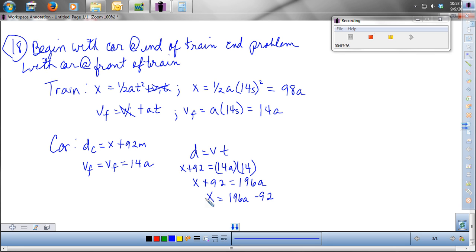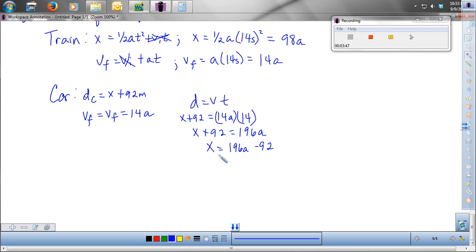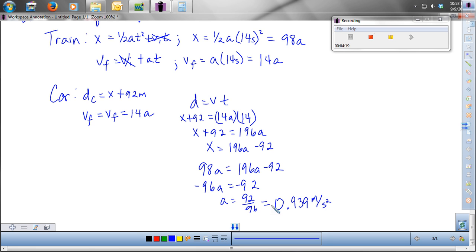Okay. So I know that if x is 98A up here, then 98A is equal to 196A minus 92. So when I bring this over to here, I have a negative 96A is equal to a negative 92. So A is going to be 92 over 96, or I got 0.939 meters per second squared. So there's the acceleration of the train.